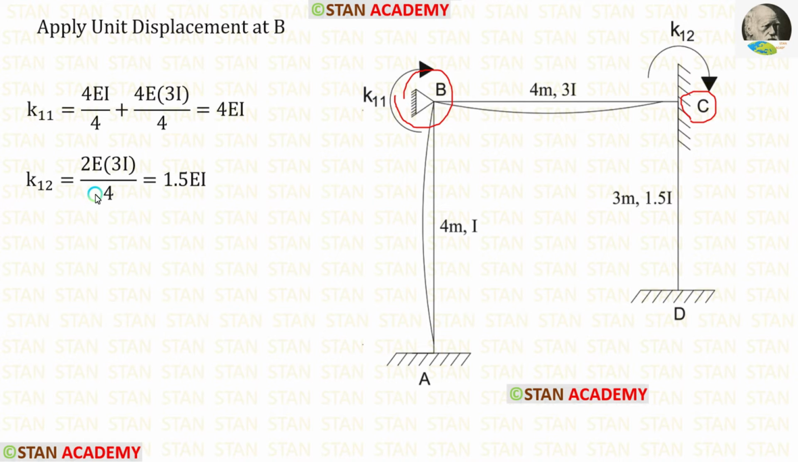If the far end is hinged, the formula is 2EI upon L. Length of CB is 4. Let us apply that. The moment of inertia for CB is 3I. So instead of I, we have to apply 3I. Finally, for K12, we are getting 1.5 EI.